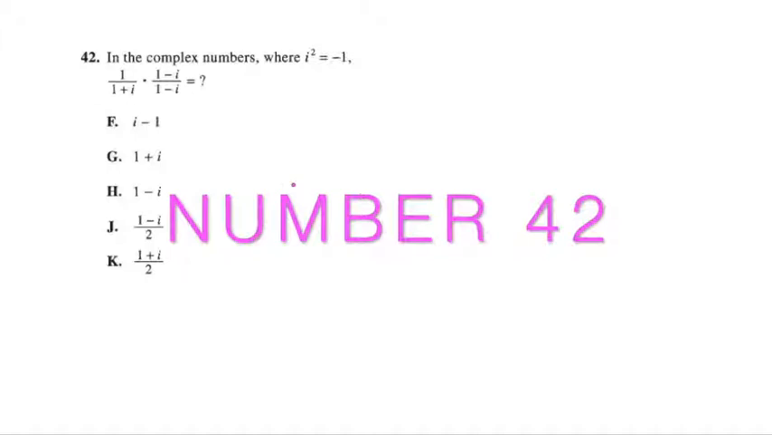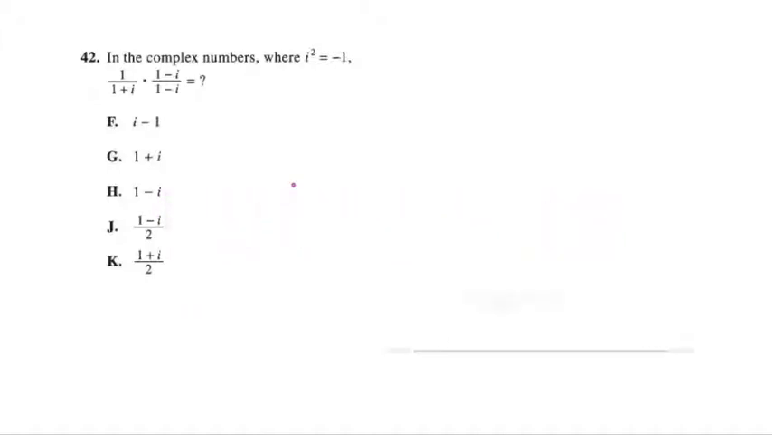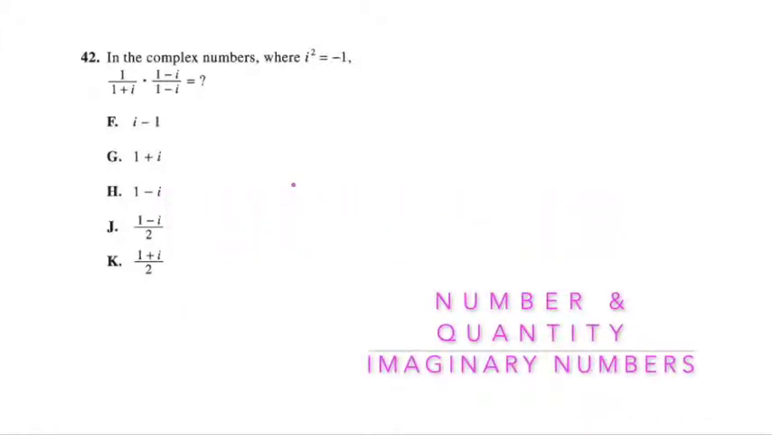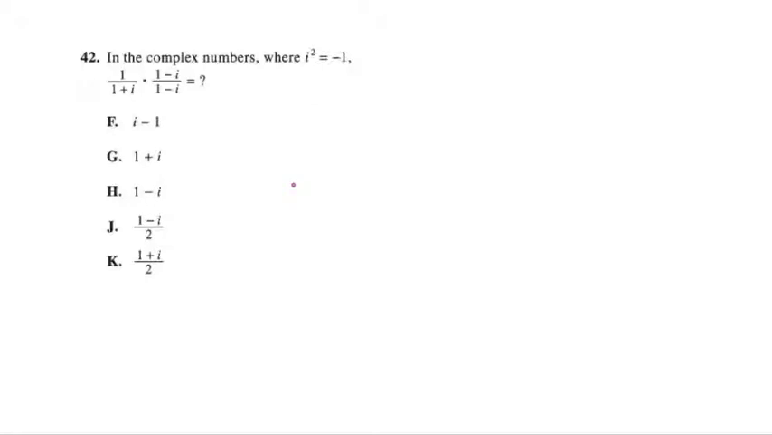Number 42, this is a number and quantity question. We're working with imaginary numbers. In the complex numbers, where i squared is -1, 1 over 1 plus i times 1 minus i over 1 minus i equals. Let's write it out. Now you might be thinking that this is a weird question because 1 minus i over 1 minus i should just cancel each other out and we get 1 over 1 plus i. But that is not in the answer choices.